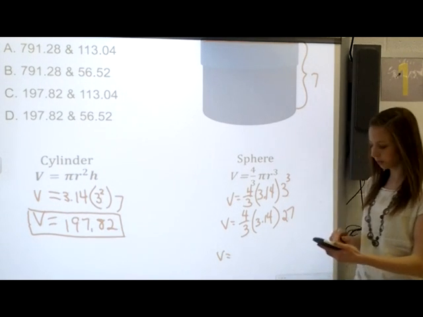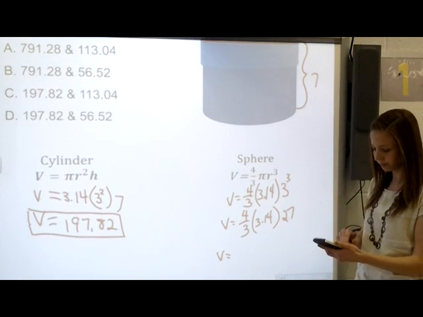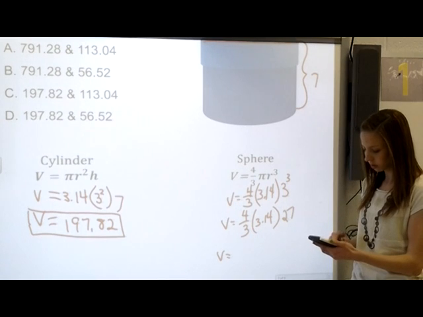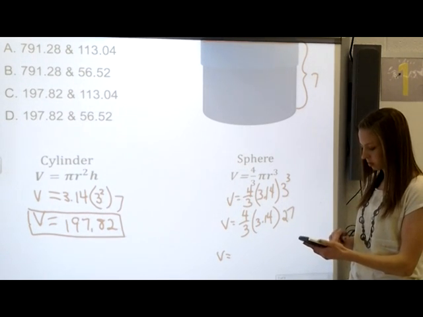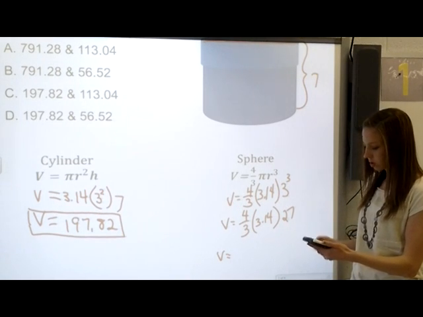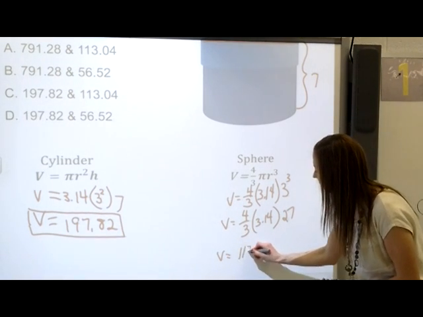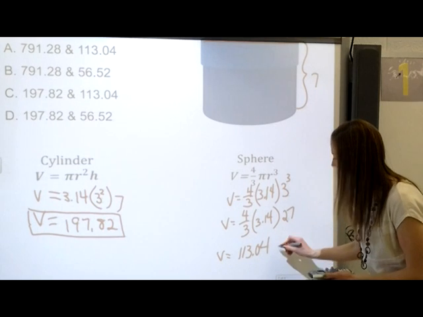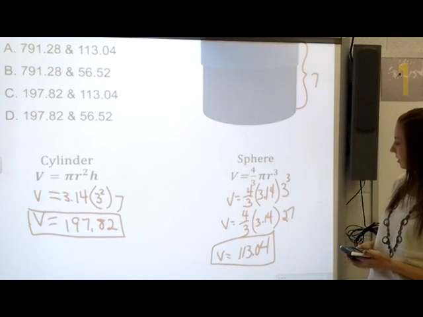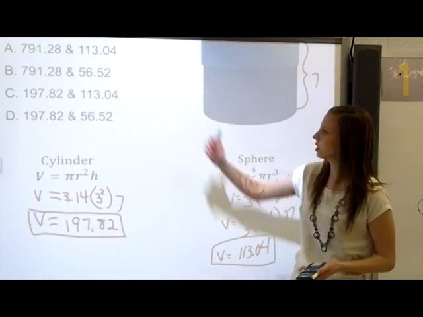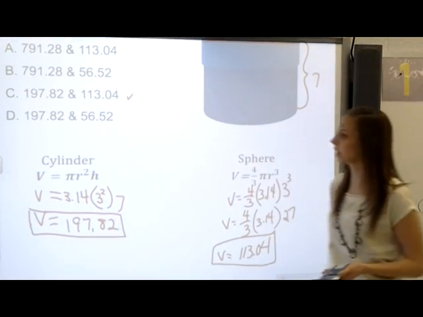Okay? And if we put that into our calculator and multiply this out, we're going to get an answer of 113.04. Now, if you look at your answer choices, it's very easy to want to choose item C because those are the 2 volumes.